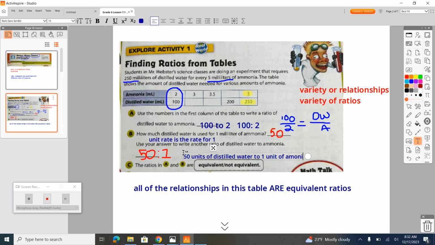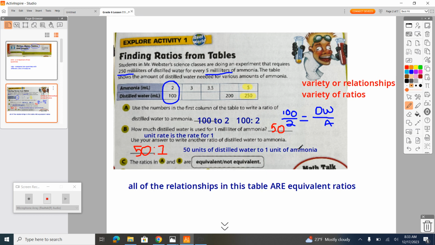I might have misspelled ammonia here. Let me fix that. I have students that'll correct that. But as I talked about at the beginning of this video, these are equivalent. When we use division, we're finding equivalent ratios. All of these ratios are equivalent. So let's look at our next page.